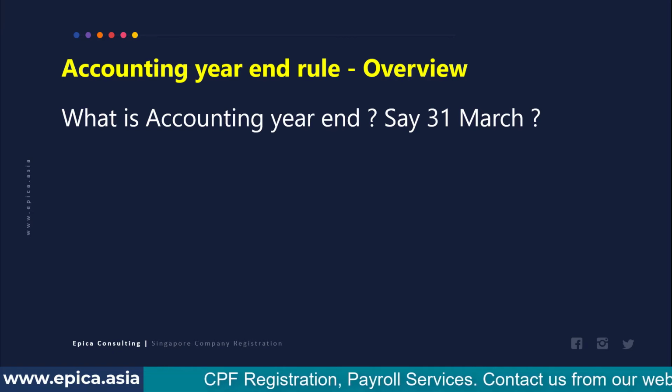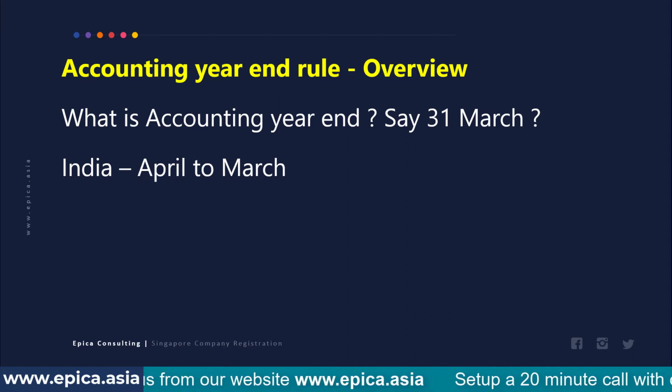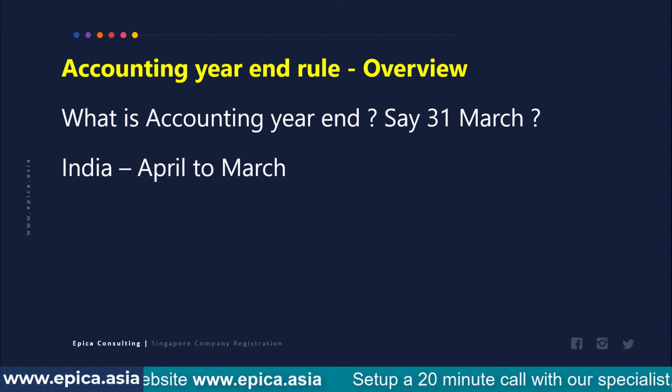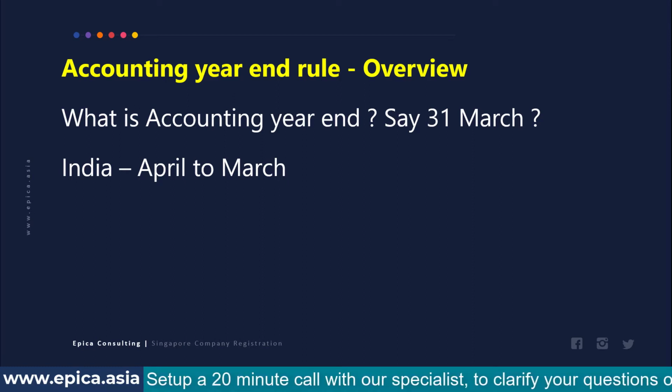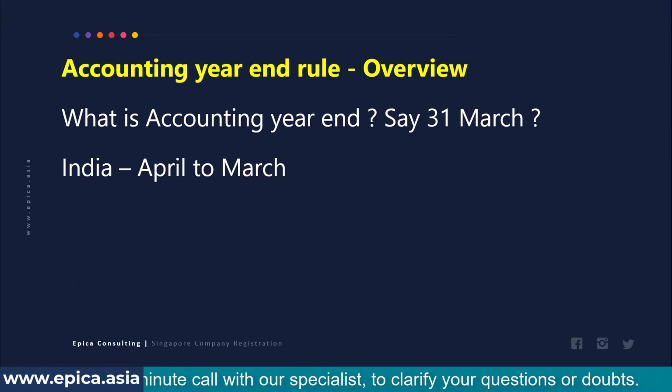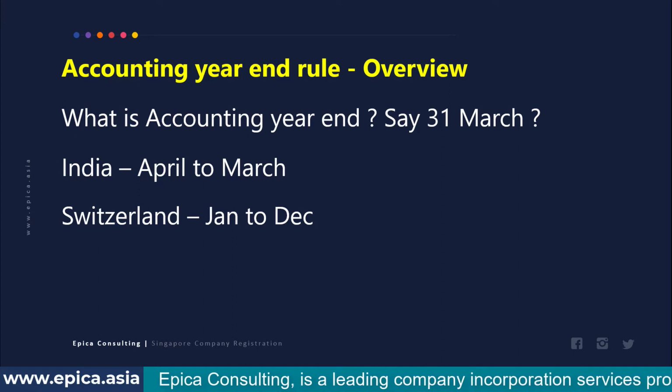Now, worldwide, there are different rules regarding accounting year depending upon the country. For example, in India, April to March is the accounting year period for every company. So, every company has to follow this and then file the tax return for this period, and the annual general meeting and annual return are to be filed for the same period. In Switzerland, it is from January to December, and each country will have its own regulations. Some countries also allow you to decide your own accounting year for your company.